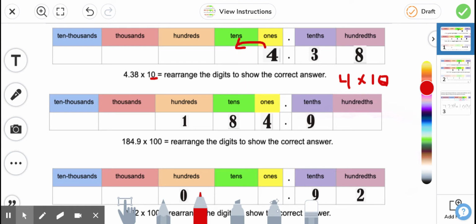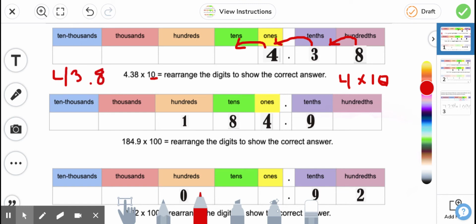And then the same thing would happen with the rest of your digits. This 3 tenths, when multiplied, when we make 10 copies of that, it ends up going over to the ones place. And the 8 hundredths moves over to the tenths place. So we end up with a product of 43 and 8 tenths.